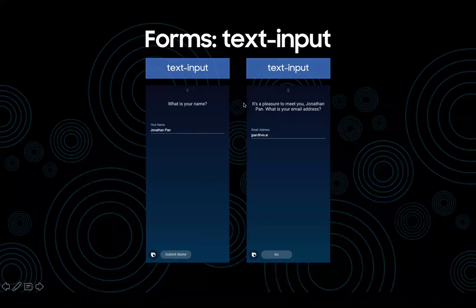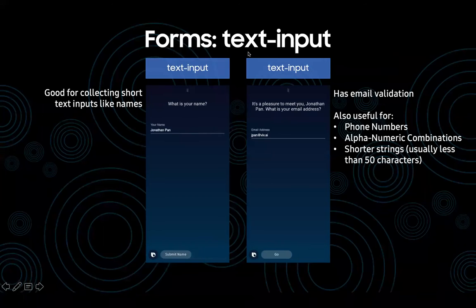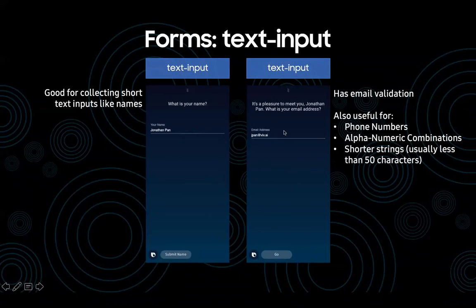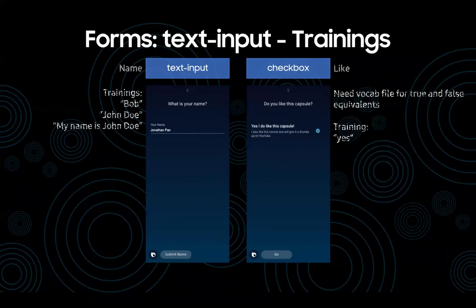So let's go over what you guys just saw. Here we have the first two parts of that form, which were both text inputs. First one is collecting your name, and the next one is collecting your email. Now, email is very difficult to train with ASR, but sorry about that. But it is still useful for collecting emails, especially since you can type on these screens. They're also useful for collecting other short data like phone numbers and other very short strings.